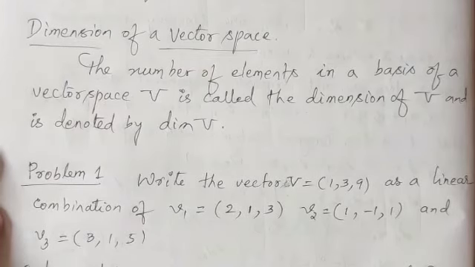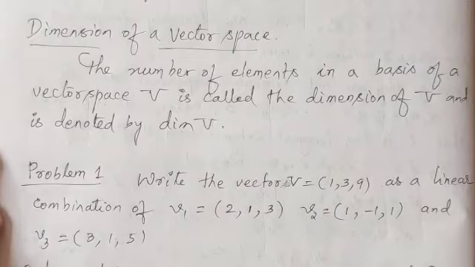So the next is dimension. The dimension of a vector space is very simple. It is the number of elements in the basis set. So the number of elements in the basis set gives us the dimension of that particular vector space.